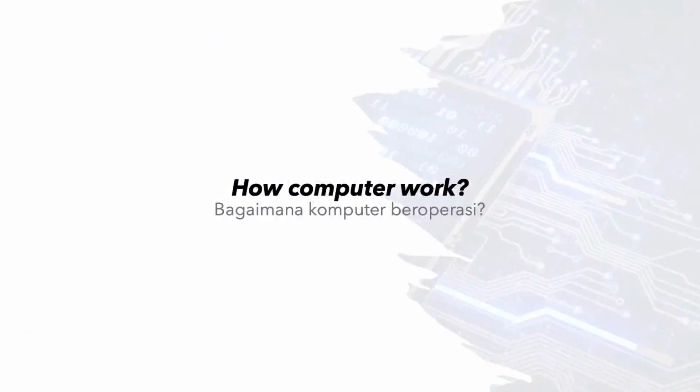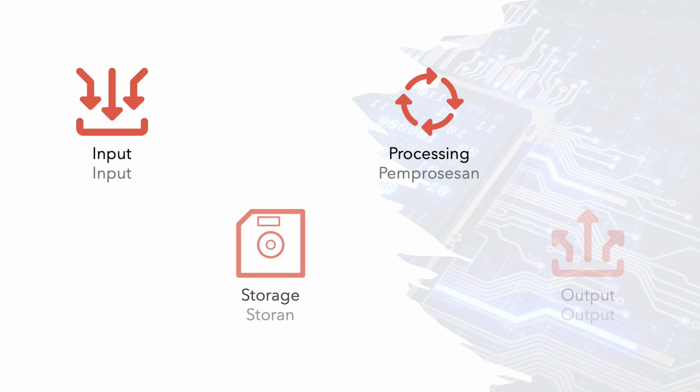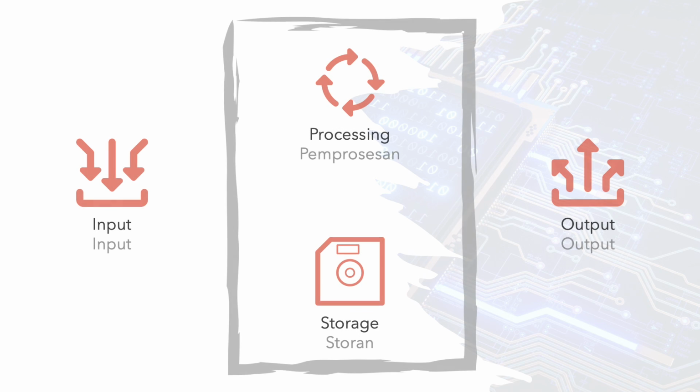How does a computer work? All computers work in a similar fashion. There are four main principles on how a computer functions: input, processing, storage, output. So now, let us talk about how actually the computer works internally.